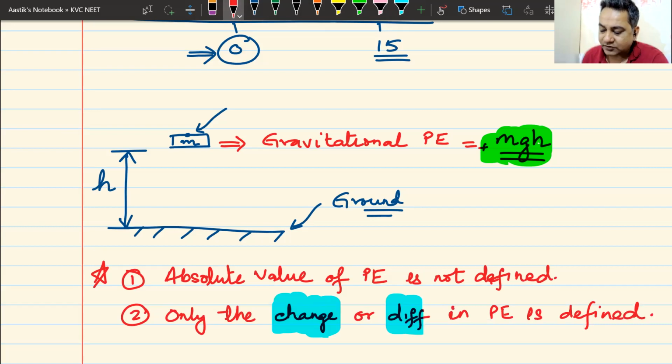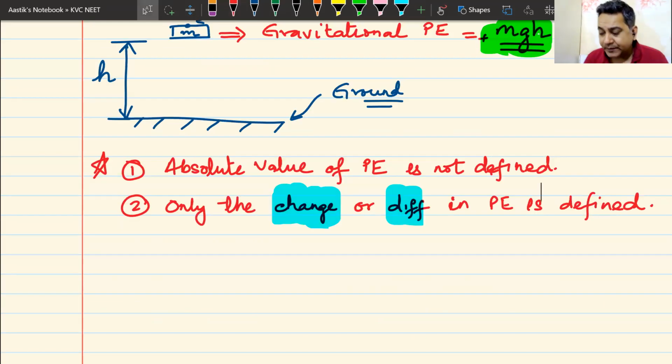Now you will say, sir, what is the difference between these two terms? You have called one thing change and one thing difference. So I will also elaborate on that because this is a term which I'll be using many times, so it's prudent that I define it. What do you mean by change and what do you mean by difference?